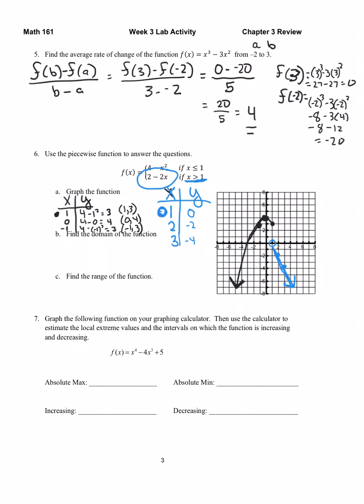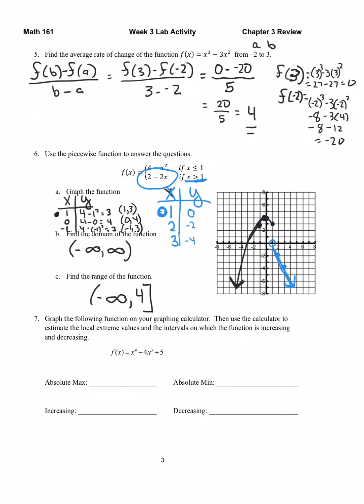For the domain, our domain exists everywhere from -infinity to infinity. Our range is a little bit different. Our range are the y values. So let's notice here that the largest y value we possibly have is a 4, and then it goes down infinitely. So therefore our range for this problem goes down infinitely, -infinity, and its very maximum value is 4, including 4.